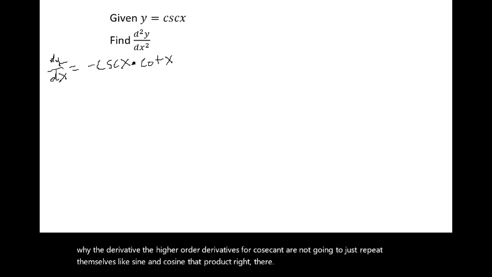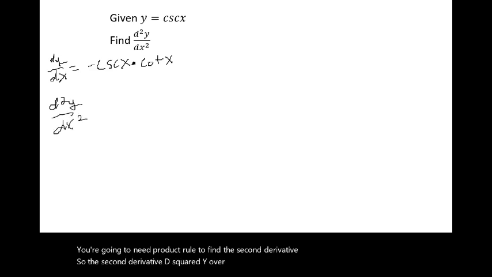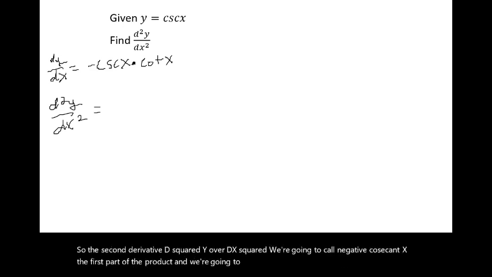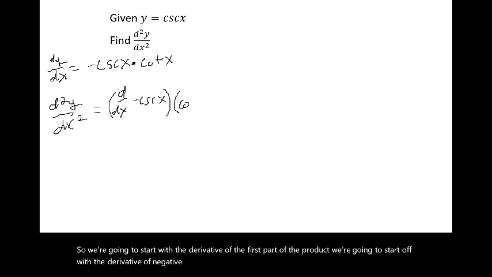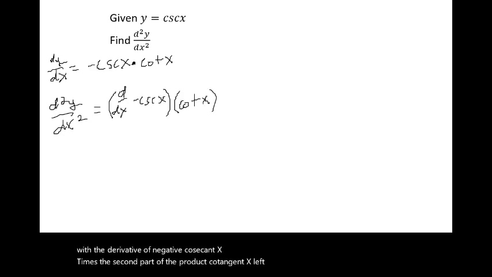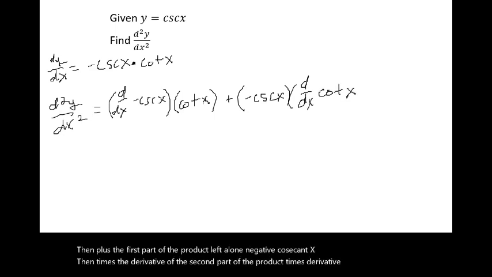You're going to need product rule to find the second derivative. So the second derivative, d squared y over dx squared, we're going to call negative cosecant x the first part of the product, and we're going to call cotangent x the second part of the product. So we're going to start with the derivative of the first part of the product, the derivative of negative cosecant x times the second part of the product, cotangent x left alone. Then plus the first part of the product left alone, negative cosecant x, times the derivative of the second part of the product, the derivative of cotangent x.